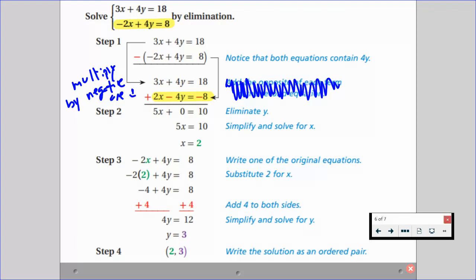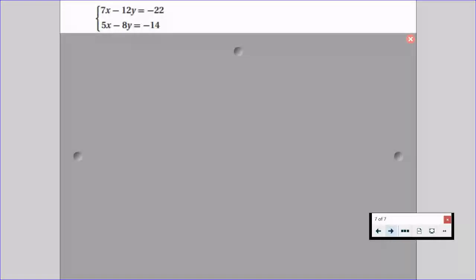Cool. Sweet. Let's go through one more example. In this system, we have 7x minus 12y is equal to -22, and 5x minus 8y is equal to -14. One of the things that I notice is that we do not have any opposite terms. We don't even have any similar terms, whereas in the previous example, we had the same exact term in both equations.